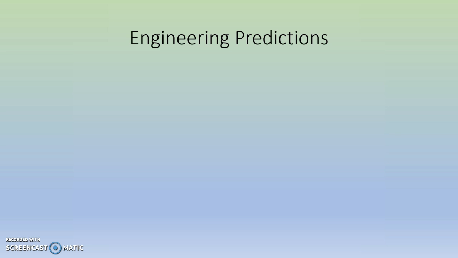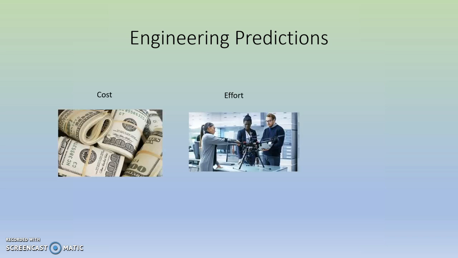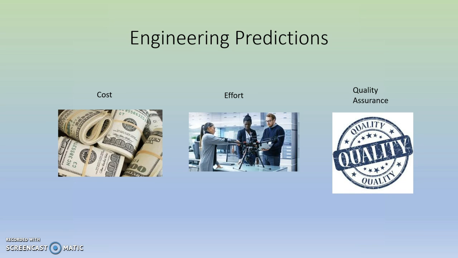As for engineering, it can be used to make predictions. If a company wanted to know the relationship between the cost and development of a product, they can use the linear probability model. And if they want to, say, use the linear probabilistic model to see a relationship between effort or work put in by the engineers and the quality assurance of the product they put out, they can do that as well.